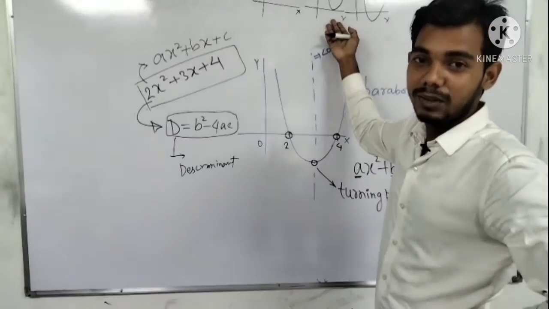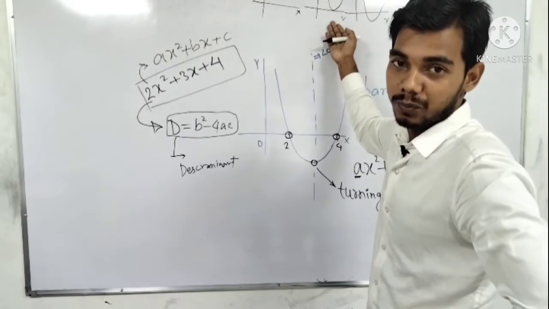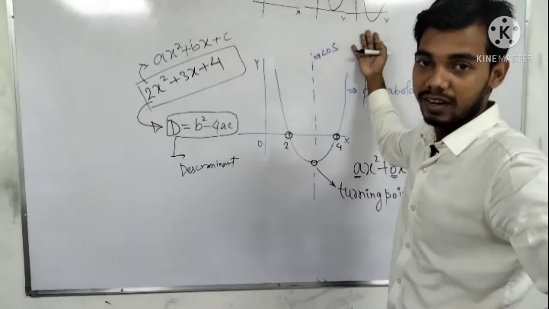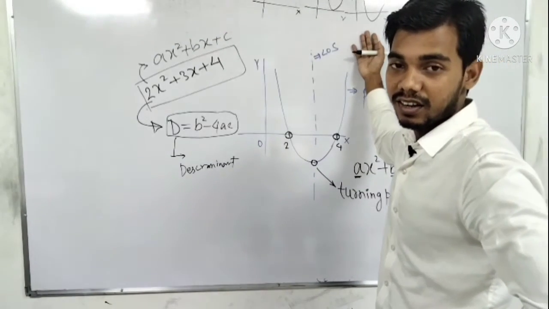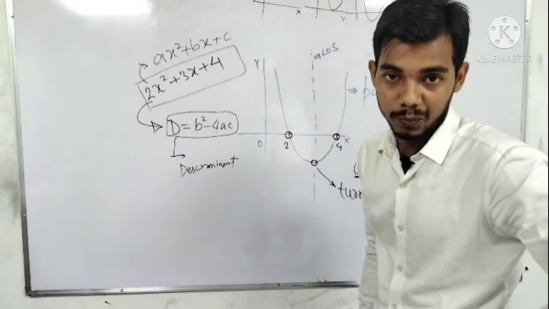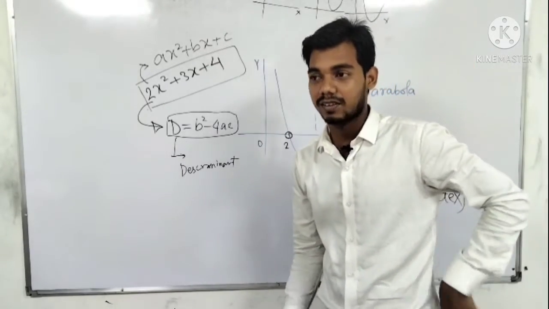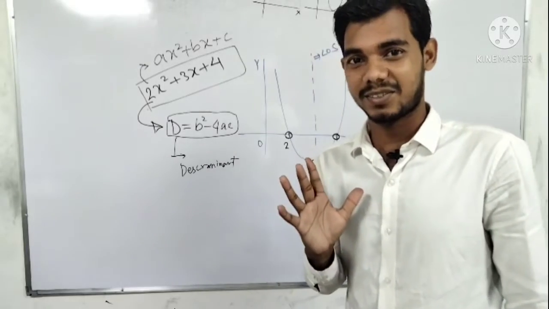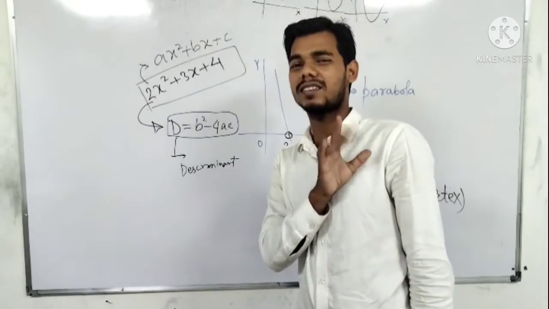Now this occurs only when d is equal to 0. Okay, and this situation occurs when d is greater than 0. Okay, now we have to find the turning point, that is the vertex.